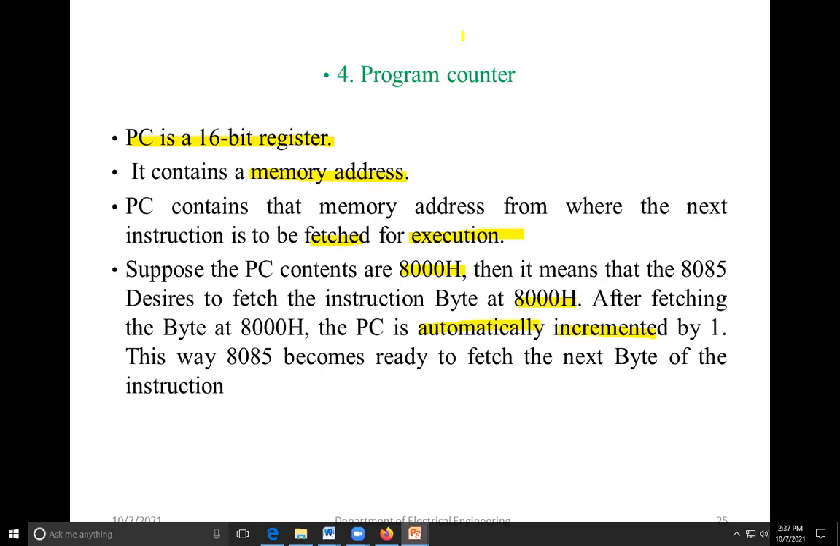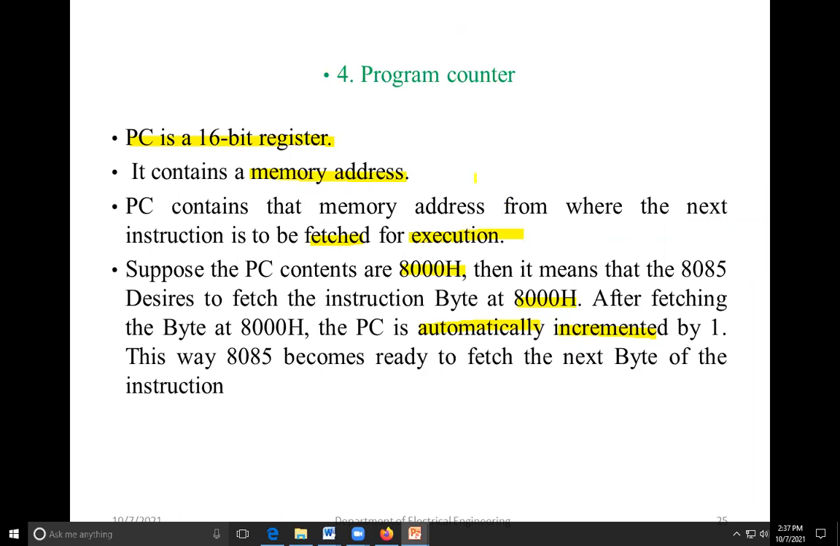Remember another word: fetch. How many words are we discussing? First is decode, next is fetch, third is execution. You must remember what fetch is. Fetch means you have to take the instruction from the next location. This is called fetch.